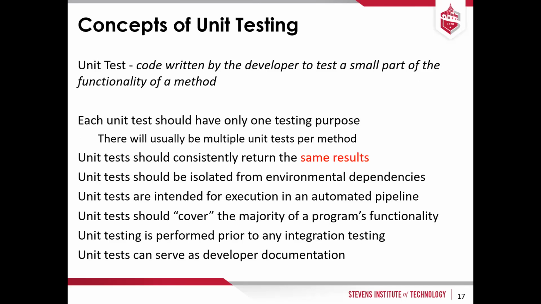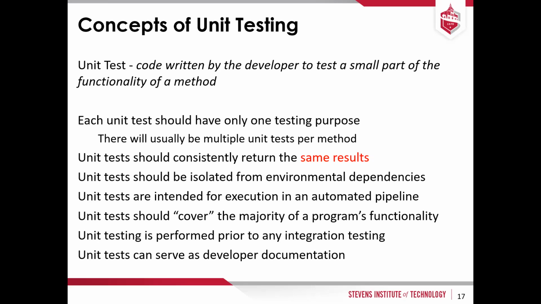Another topic that we talked about was unit testing. We said that the number of paths that we have is the minimum number of unit tests that we need to do. What do we mean by unit testing? A unit test is code written by the developer to test a small part of the functionality of a method. So when we talk about unit testing, we do not care about the behavior of the system. We care about the integrity of a specific functionality. So unit testing covers functional requirements.